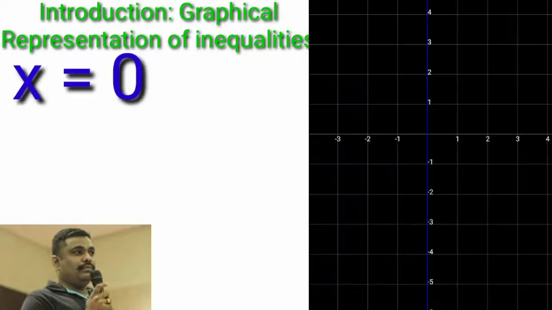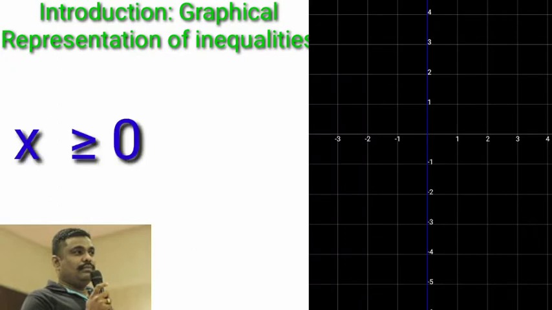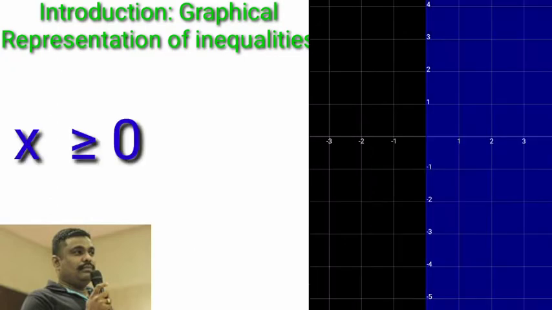By seeing the diagram, you can understand. If x is greater than or equal to 0, see the diagram. When an inequality comes, some region should be shaded. In this case, x is greater than or equal to 0. Your blue color region lies right of the y-axis. It indicates x is greater than or equal to 0.